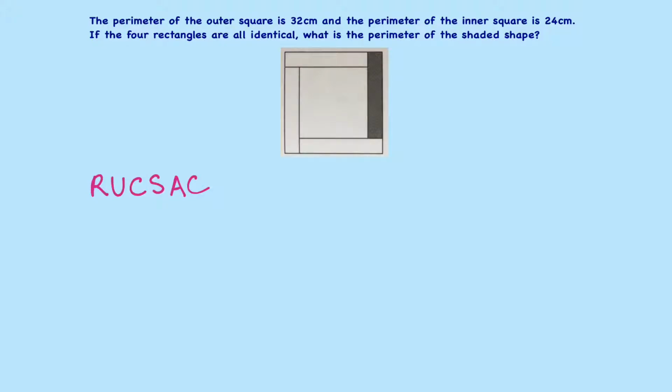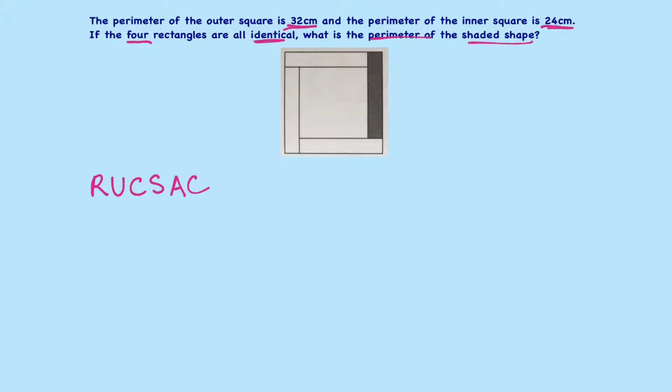The perimeter of the outer square is 32 centimetres. The perimeter of the inner square is 24 centimetres, and we know that all four rectangles are identical, and what it's actually asking us to find out is the perimeter of the shaded shape. Remember, when you have a question involving measures and shapes, it's really important to jot down any information you've been given onto the diagram itself, and that will really help you. So let's find out what we know.